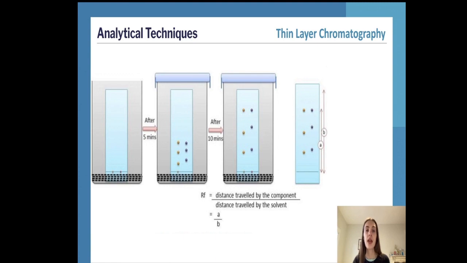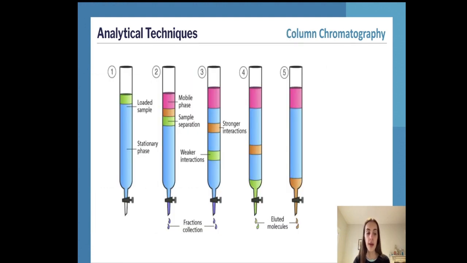So that's thin layer chromatography. Our next one we're going to be looking at is called column chromatography. Column chromatography goes on the basis of a similar concept, where we have basically the reverse of thin layer chromatography. So the solid phase is the column packed with silica beads, and they're going to be acting the same way as our solid phase in the thin layer chromatography.